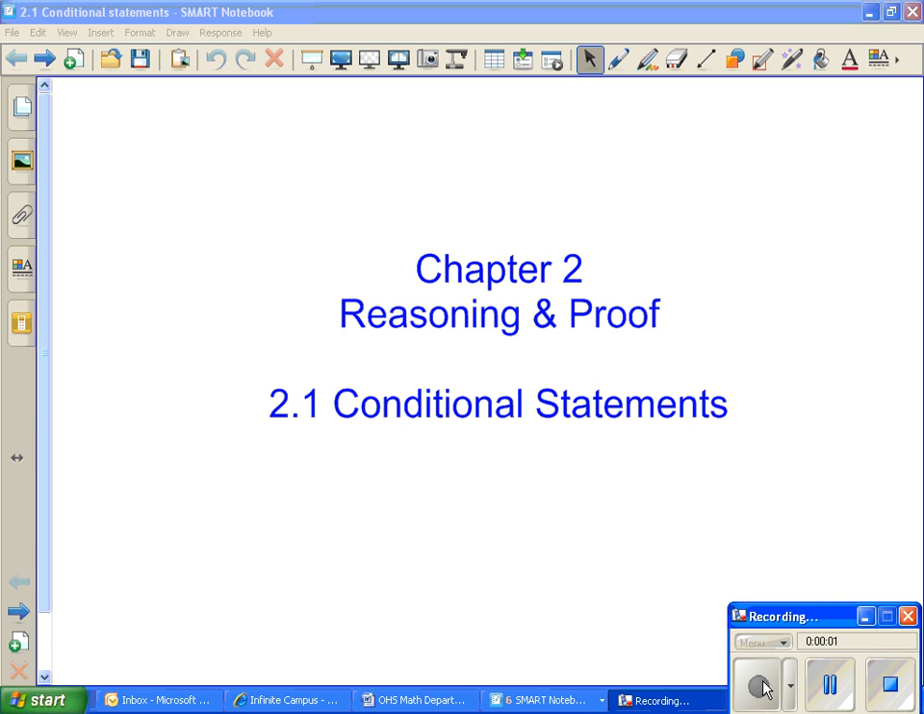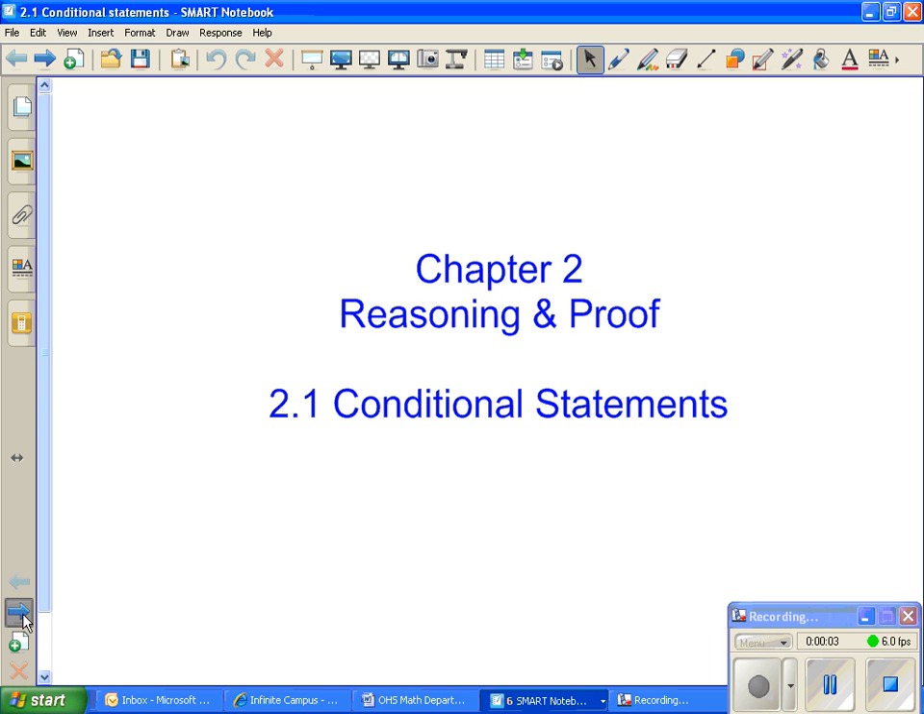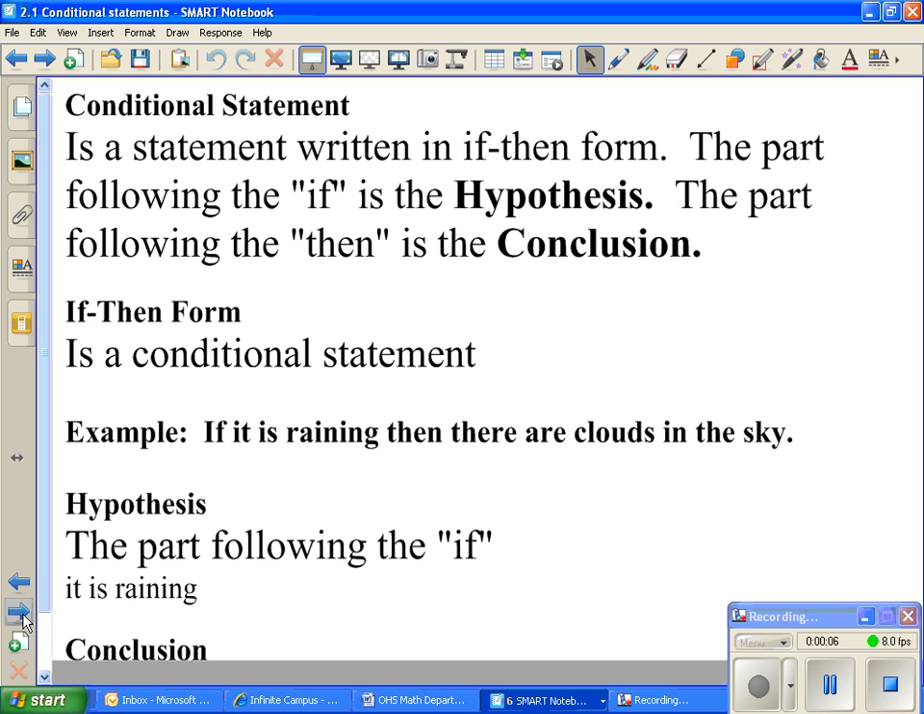The section we'll be covering today is 2.1, conditional statements. A conditional statement is a statement that can be written in if-then form: if something happens, then something else happens. The stuff following the if but before the then is called the hypothesis. That's different from science. In a conditional statement, the hypothesis is the information after the if but before the then. The conclusion is the information after the then.